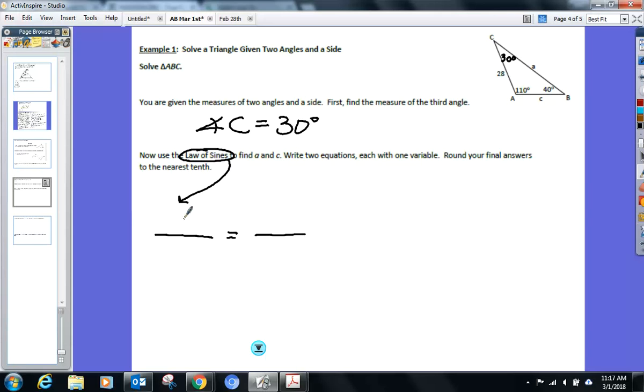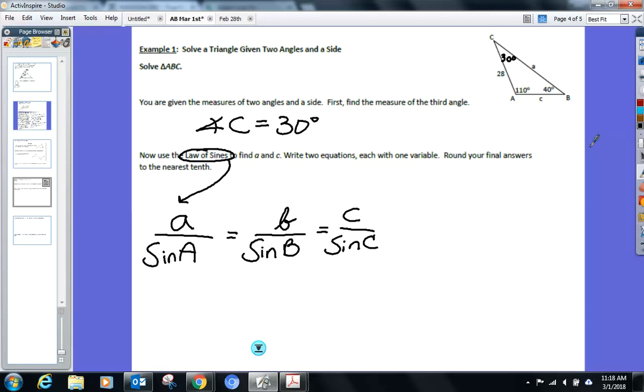Here's what the proportion says. If you take any side in a triangle, side A, over the sine of its angle, so side A over the sine of A, that ratio is equal to any other side over the sine of its angle. How many sides and angles are in a triangle? 3. So I could extend this proportion to say C over sine of C, but please realize, guys, you're only going to use 2 at a time. We're not going to solve an extended proportion with 3 ratios.